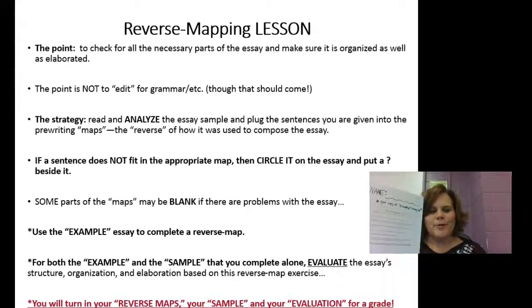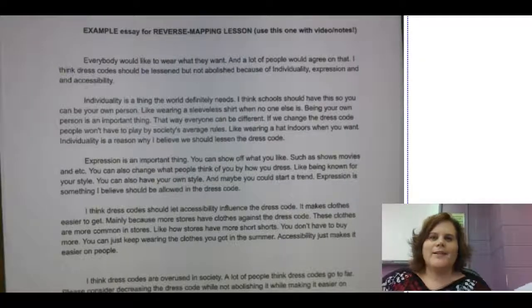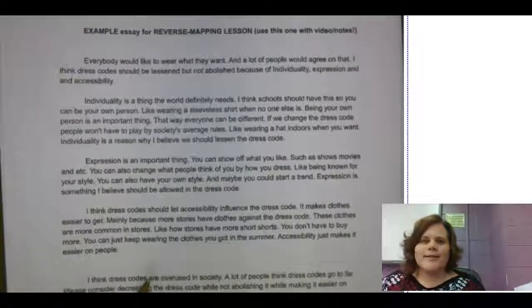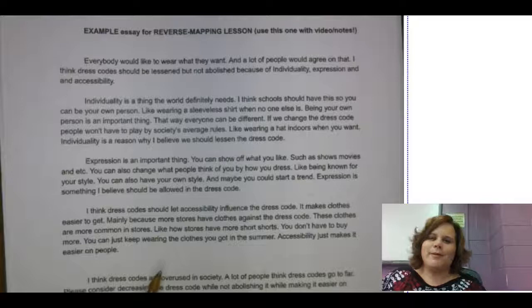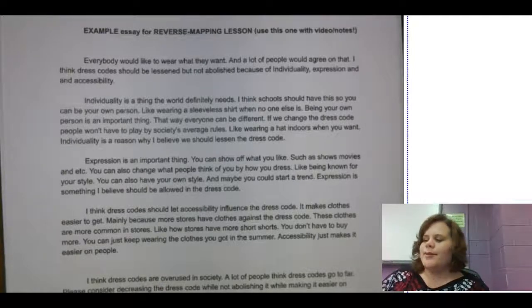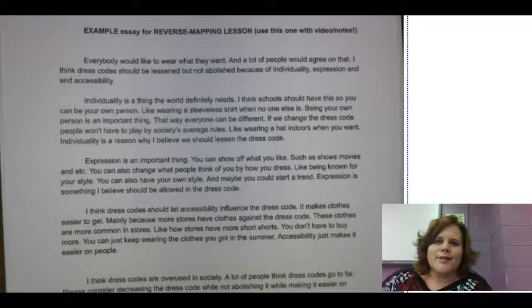I'm going to pause for a moment. Okay, so this is a copy of the example essay. And if it looks familiar and it's yours, well, okay, you're a step ahead for when you have to reverse map your own. But don't worry about whose it is. We're just going to look at this and look for the structure.